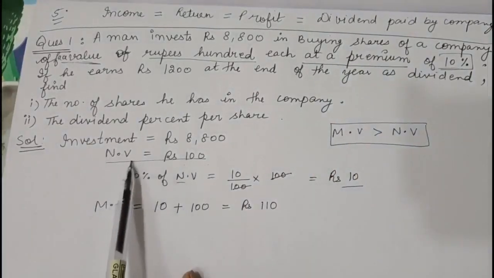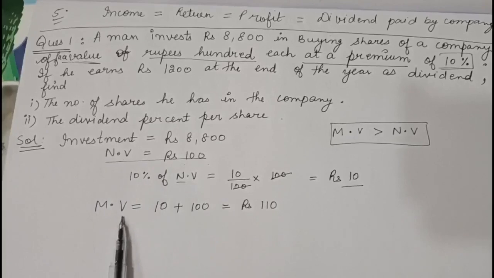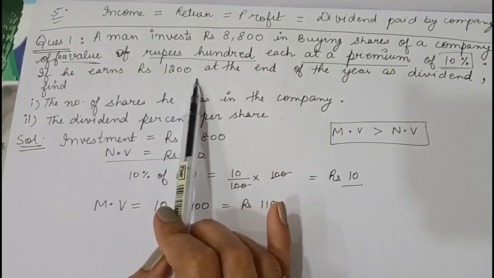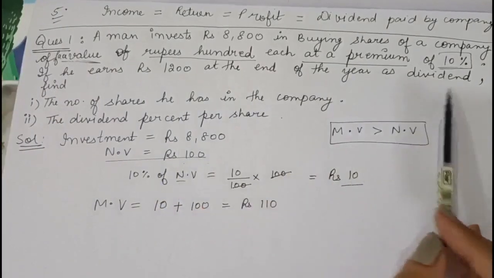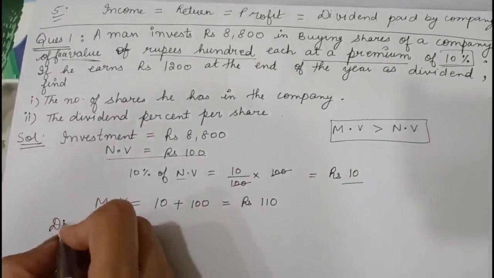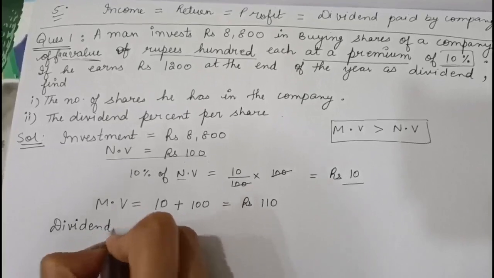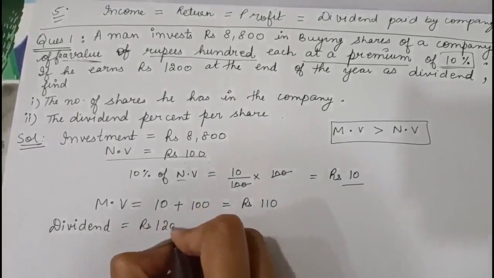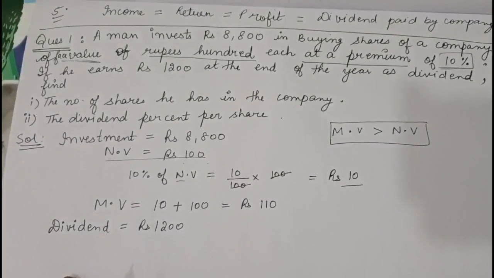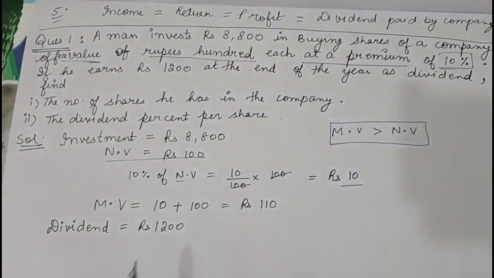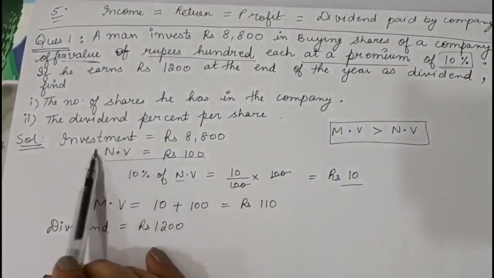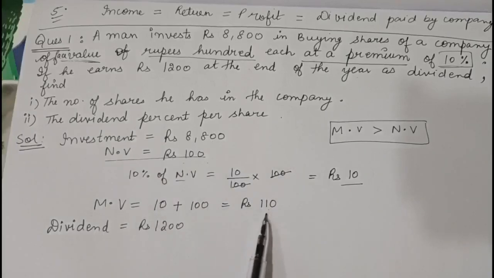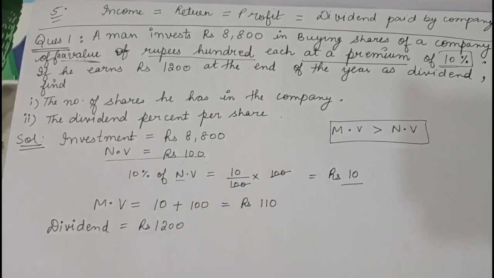So investment is given to us, NV is given to us, and MV is given to us. Now let's read what else is given. If he earns rupees 1200 at the end of the year as dividend, so dividend is given to us. Dividend means profit or return. This is the overall profit he has earned at the end of the year. So these are all the given things: investment rupees 8,800, NV is rupees 100, MV is rupees 110, then dividend is rupees 1200.